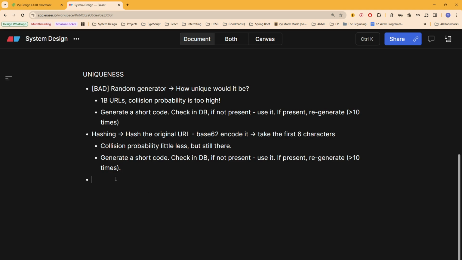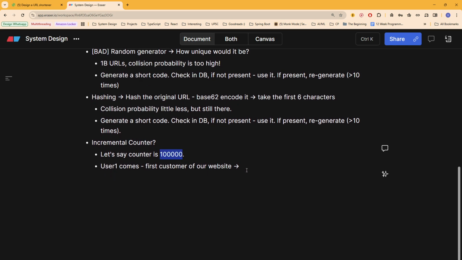A third approach is to have an incremental counter. Now what does this mean? This means that let's say the counter starts from 1 lakh. Okay, so what we say is user 1 comes, the first customer of our website. For the first customer, we have 1 lakh, right? We will base 62 encode 1 lakh, and then take the first 6 characters, and that becomes the shortcode. When user 2 comes, we will have 1 lakh 1.